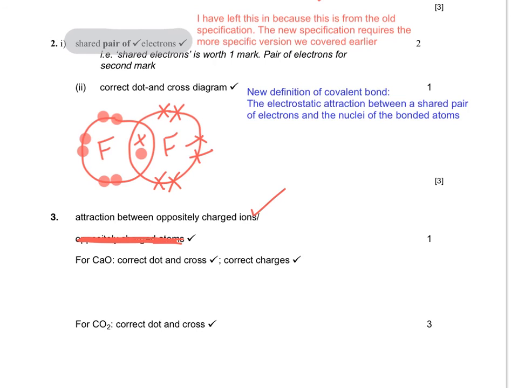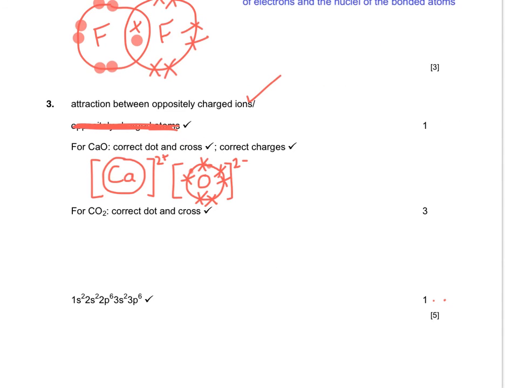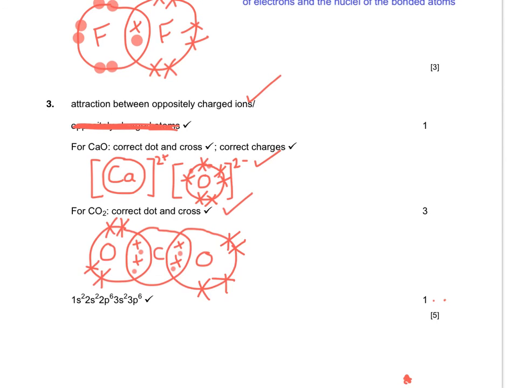So the correct dot and cross for calcium oxide and for carbon dioxide, I need to bring the page down a bit to do that. So we've done the correct dot and cross, and we've done the correct charges. I put a tick next to the 2- to indicate that. And I've done the same for the carbon dioxide, giving me a correct dot and cross, 1 mark there. And I correctly worked out that a calcium 2+ ion is going to have a full p orbital. So it would be 1s2, 2s2, 2p6, 3s2, 3p6.